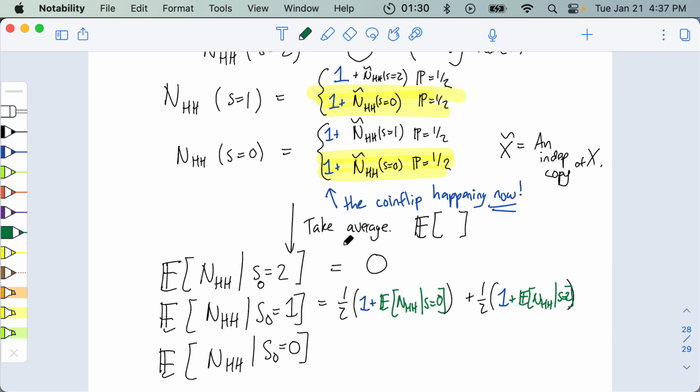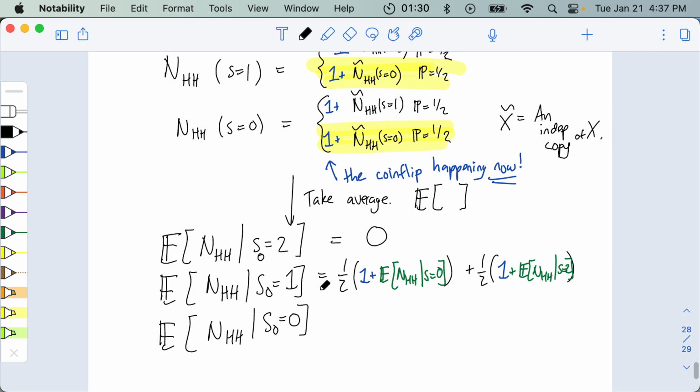Okay, now we're going to do it again for the other one. This one is very similar, but a little different. 1 plus the expected value. You move to state 0, that part's the same, or you move to state 1.